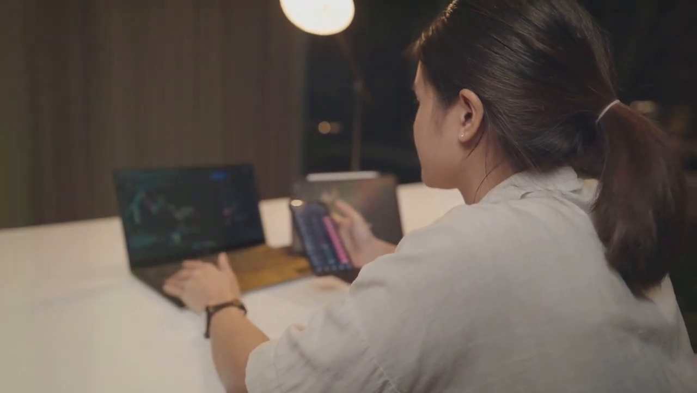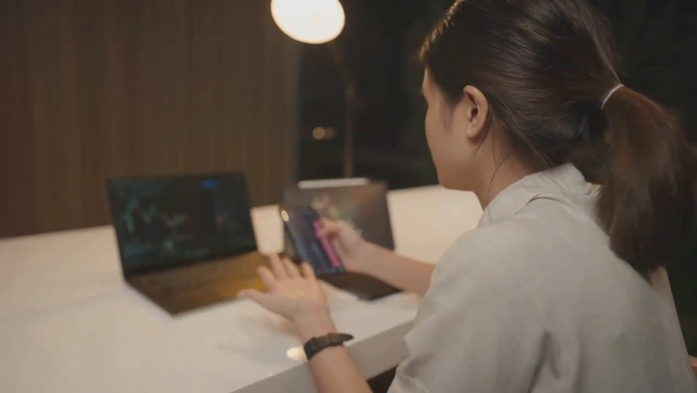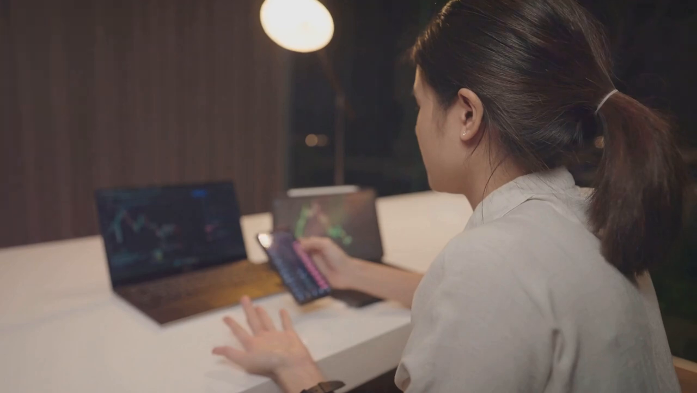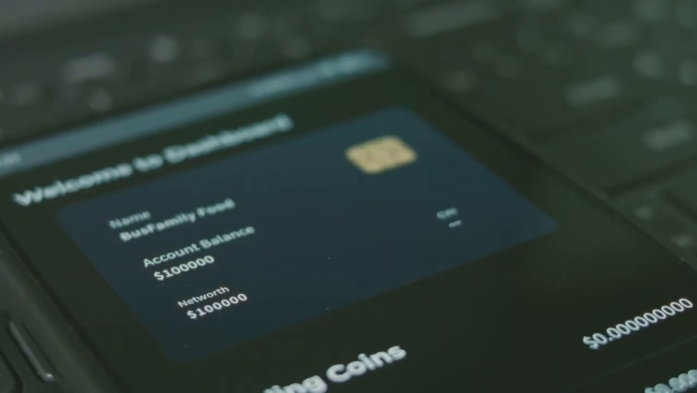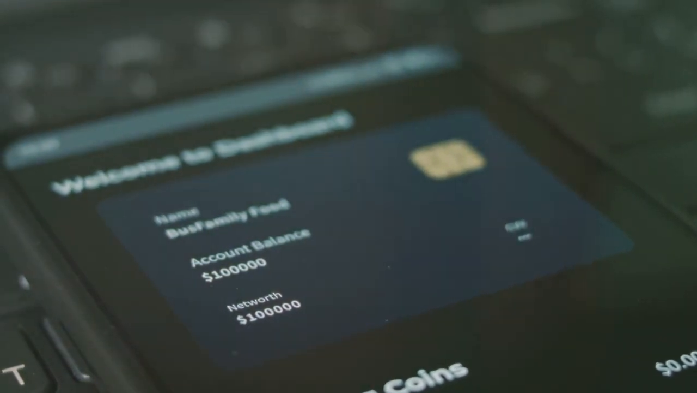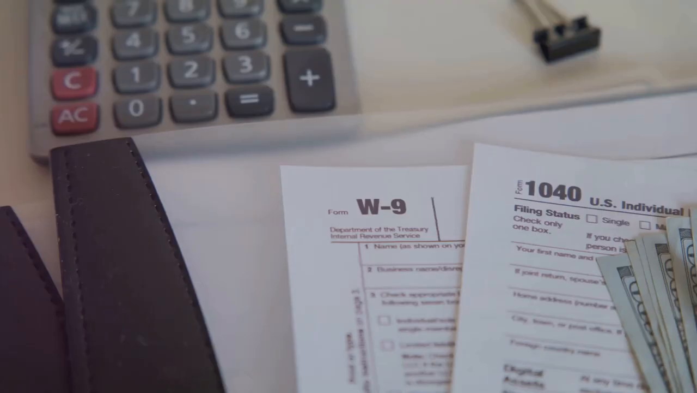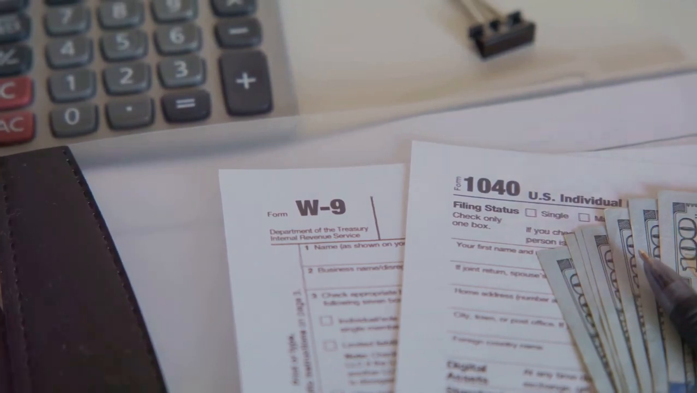What I wish I knew about crypto taxes before diving into staking. Let's break down crypto staking taxes so you can avoid costly mistakes. When you stake your crypto, you're essentially earning rewards. But Uncle Sam wants a piece of that pie.